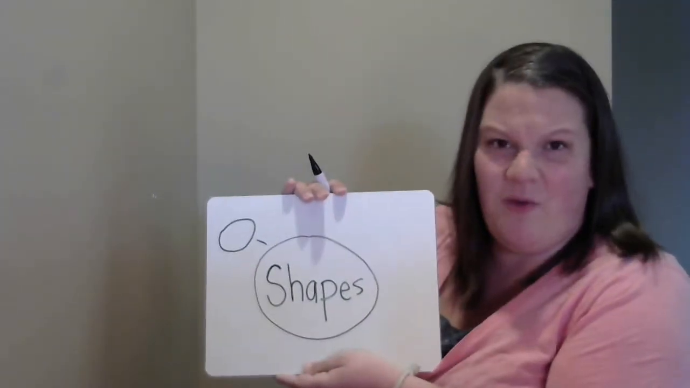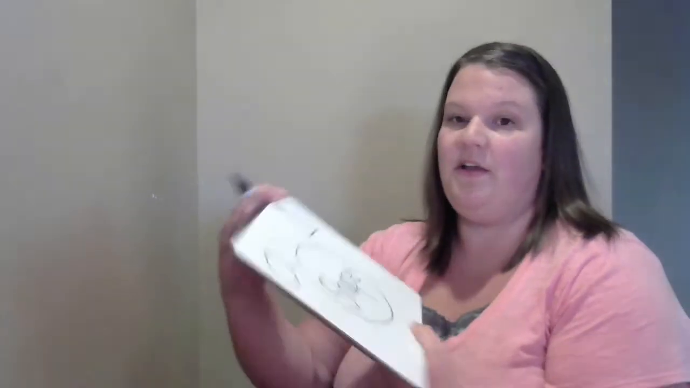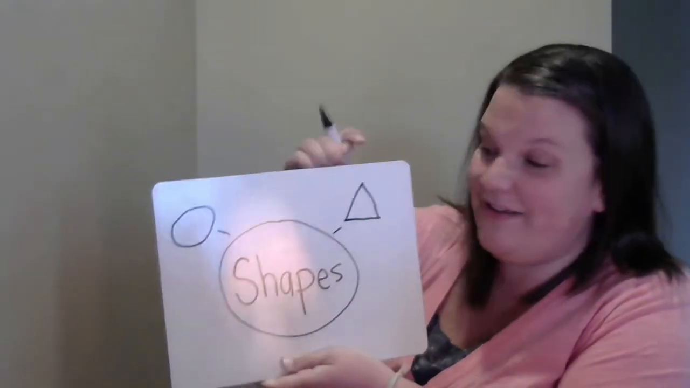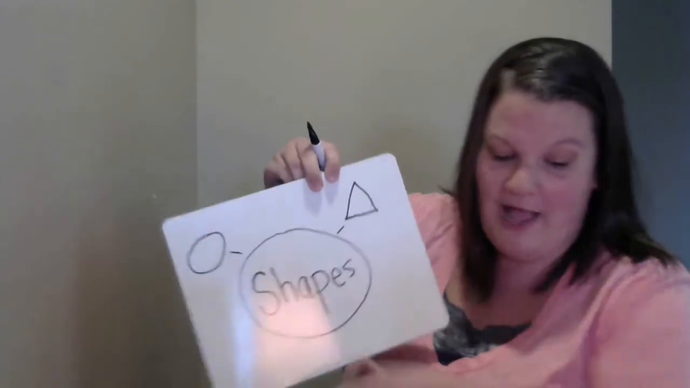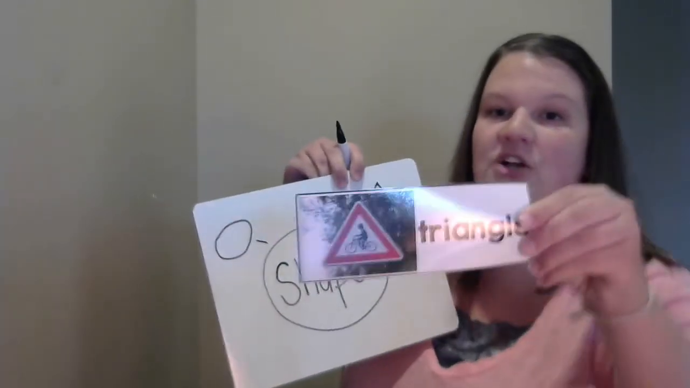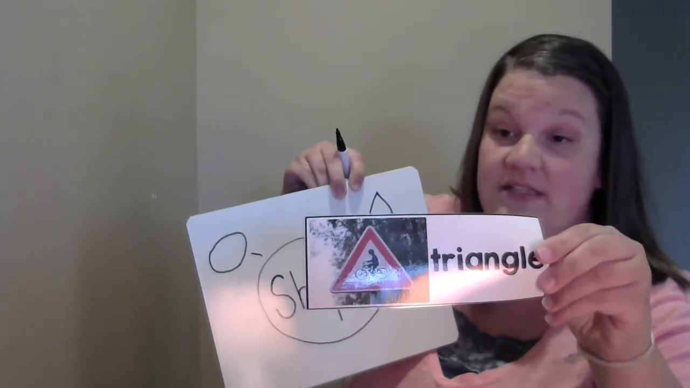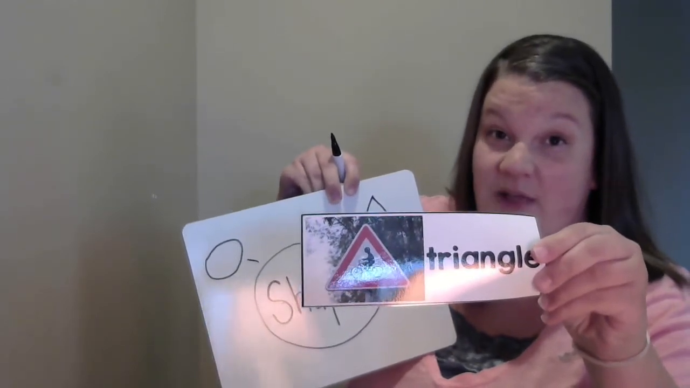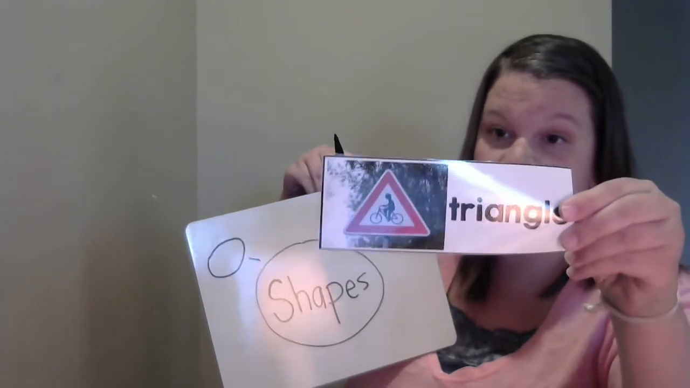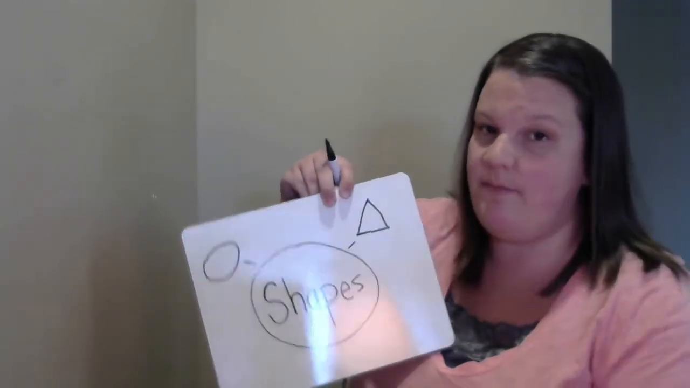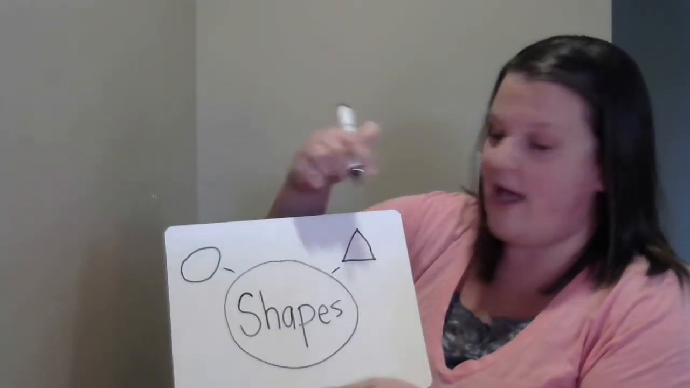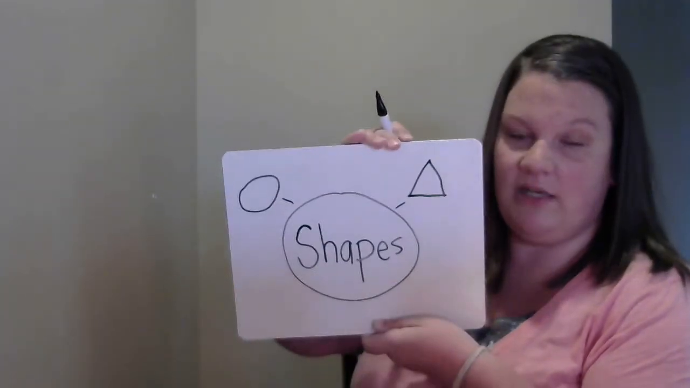What's another one that we use? I'm thinking of one. It has 3 sides and they all come to a point. It's called a triangle. We see triangles on some signs out in our community. We can see them on different things that we have at the stores. We see triangles everywhere. So it's important to remember triangles have 3 sides and they all come to a point.